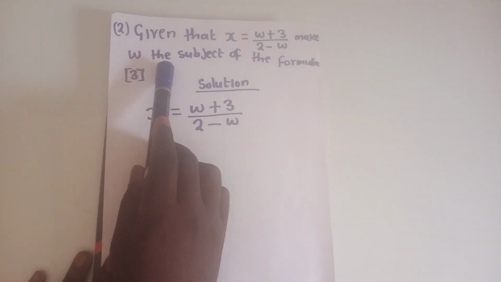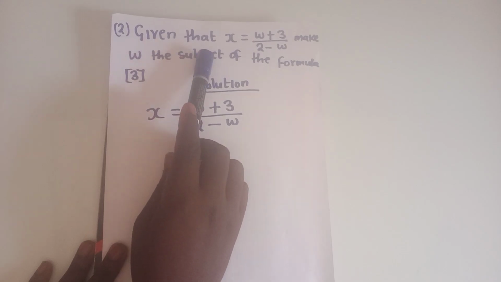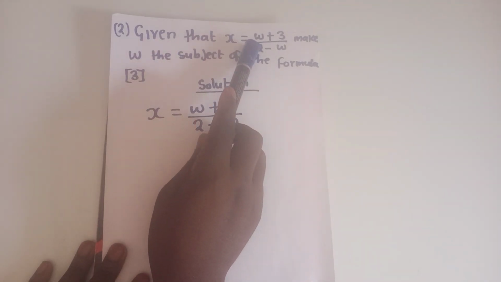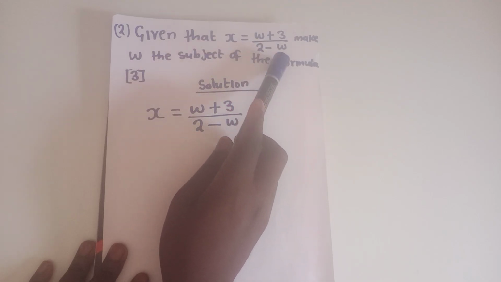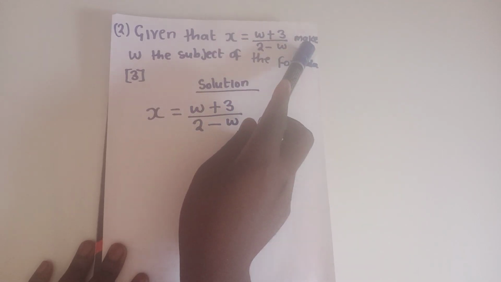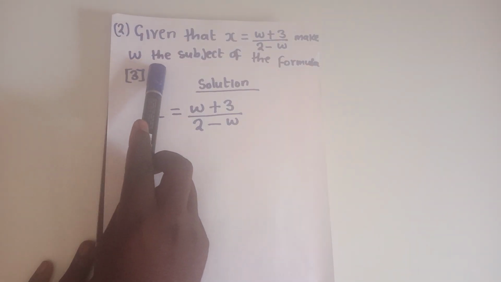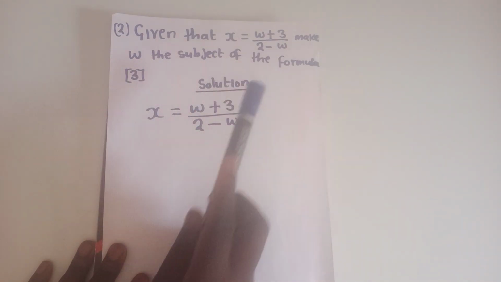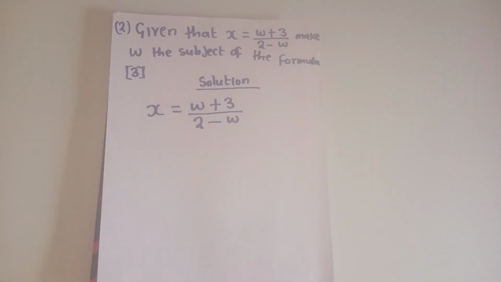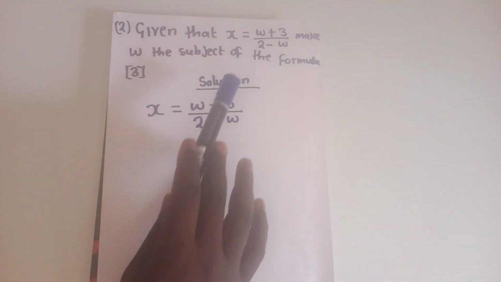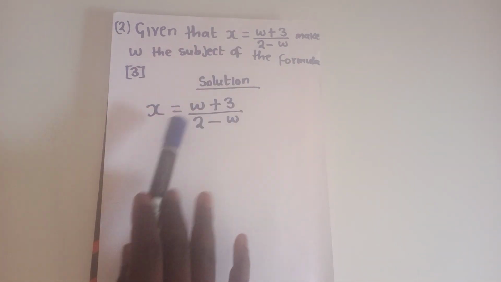The question says, given that x is equal to (w plus 3) over (2 minus w), make w the subject of the formula. How many marks? 3 marks. So this question is telling us to make w the subject of the formula. So what you do, you copy the question the way it is. This is what I've done here.